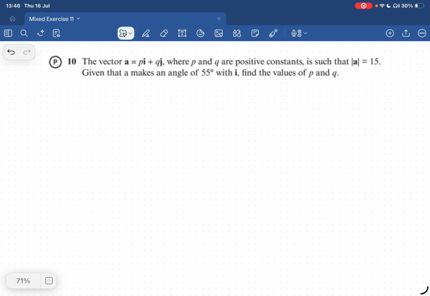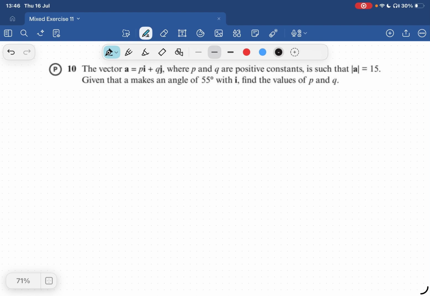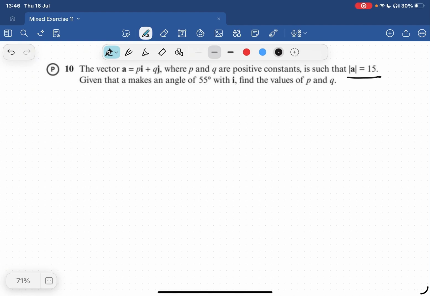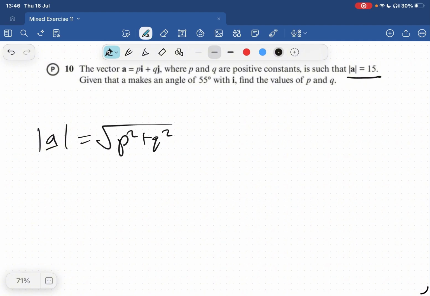Okay, here's question 10. It's one of those questions where it feels like you don't have enough information, but you do. We're told that the magnitude of A is 15. Right away, I'm not even reading the rest of it. I'm going to represent what this means. If we were to find the magnitude and they were actual numbers, the magnitude of A is the square root of P squared plus Q squared, and we know this is 15. So the square root of P squared plus Q squared must equal 15. That's our first fact.